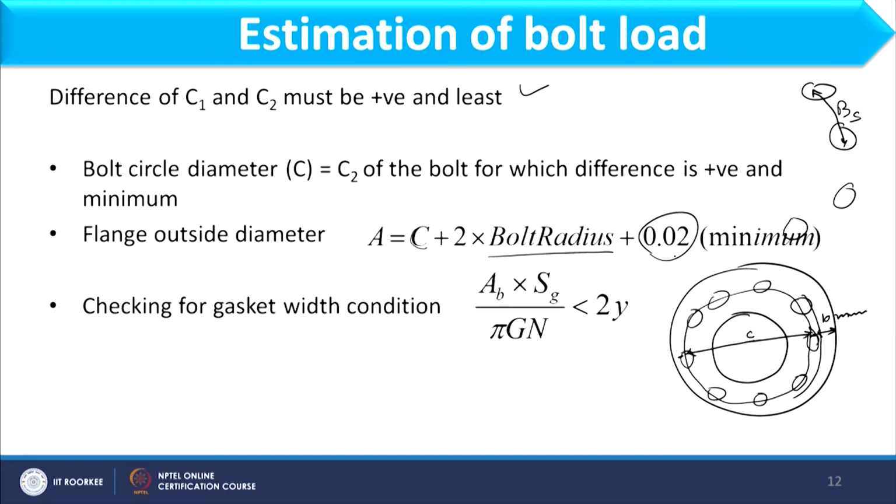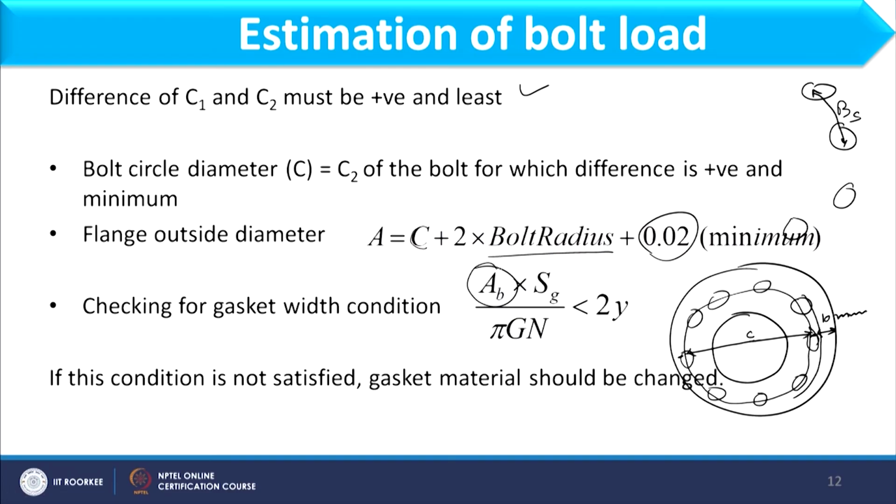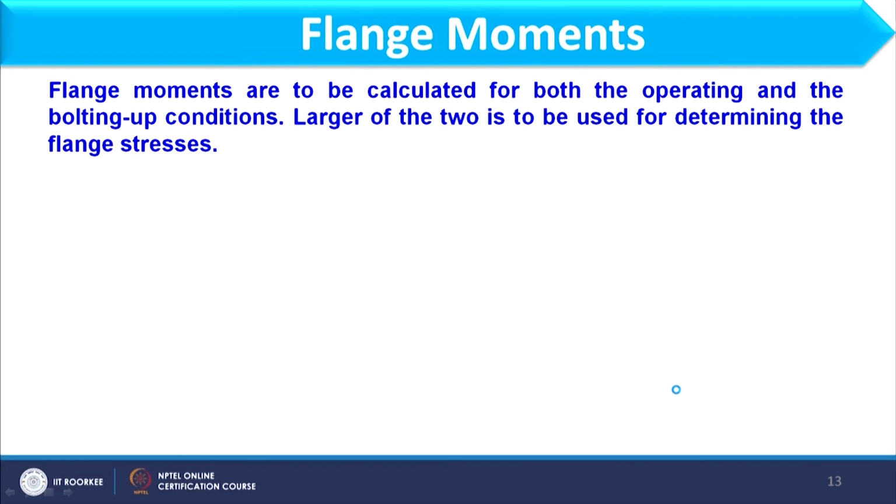Further we will check for the gasket condition, where AB into SG divided by pi GN should be less than 2y, where AB is the actual bolt area, where we will consider the actual number of bolts into the root area of that bolt. If this condition is not satisfied, the gasket material should be changed. So, in this way we have decided the bolt circle diameter as well as the flange outside diameter. The final parameter I have to compute is the thickness of the flange.